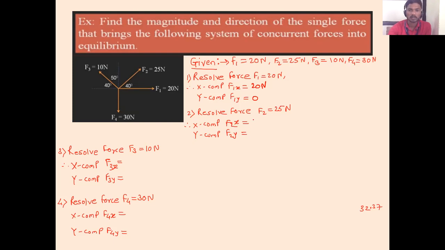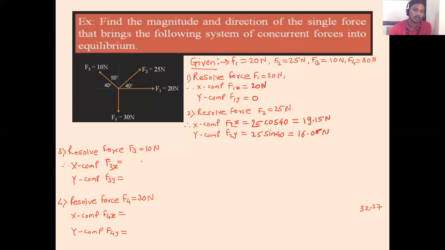Then what will be its x component? 25 cos 40. What is that value? 19.15. Okay. F2 y component? 25 sin 40. Okay, what is that value? 16.06.